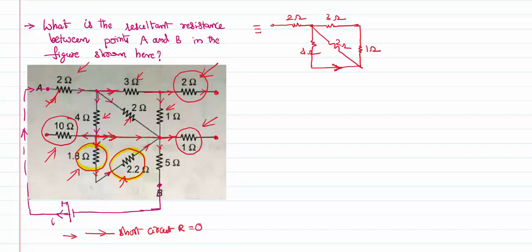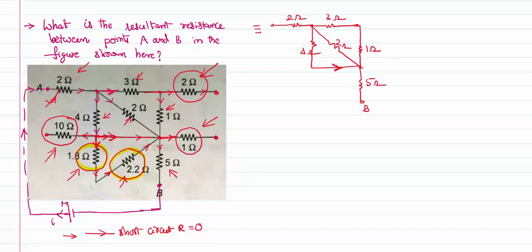And then after reaching this point, there is this 5 ohms and this is the point B. See, the equivalent circuit became much simpler than the actual circuit is.